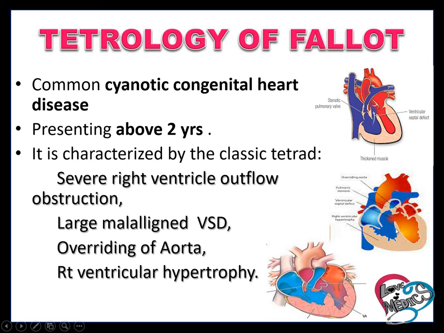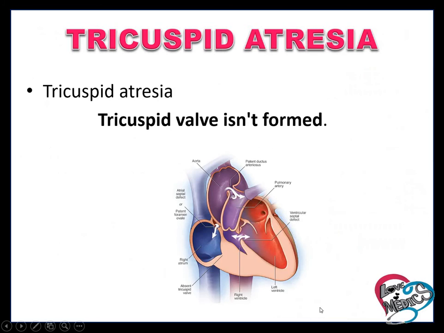Large malaligned VSD, ventricular septal defect. Second condition, overriding of aorta. Blood passes from right side to left side, supplied to all parts of the body. This is third, right ventricular hypertrophy. That is the fourth condition. 4 conditions are present in the tetralogy of Fallot.